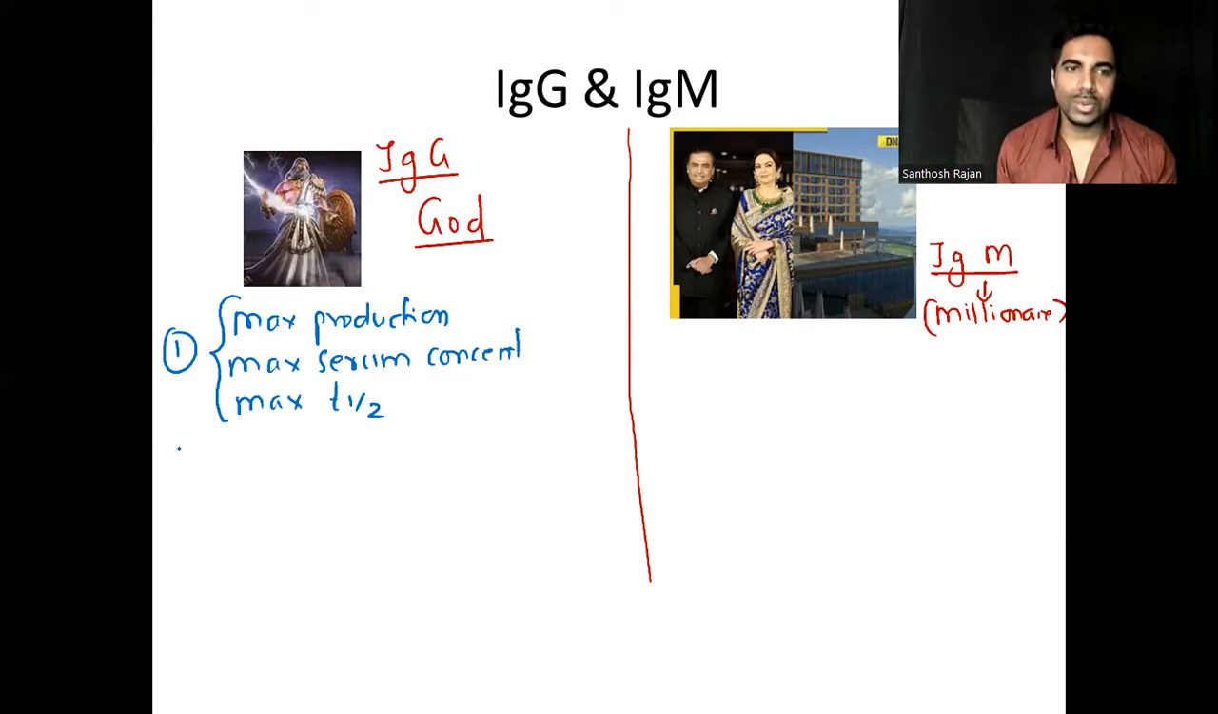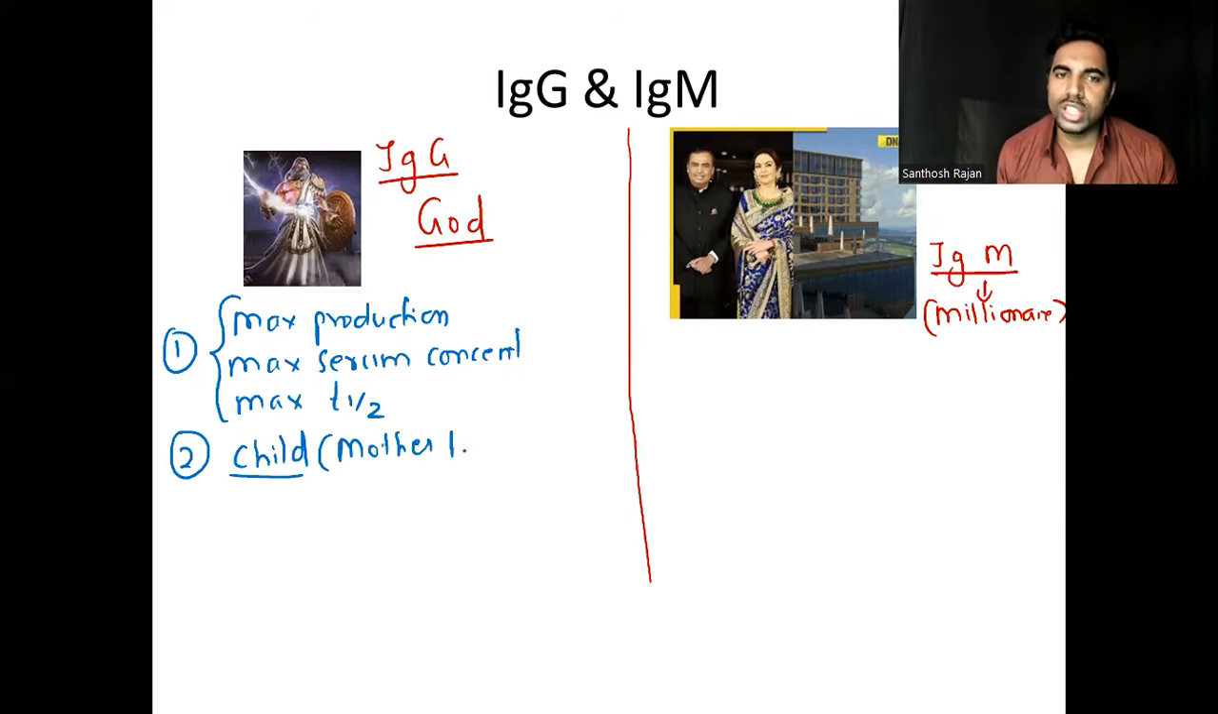IgG, second one. Usually, when you come for a child, especially a fetus, the first immunity comes from the mother. The child receives immunity mother to child, and the immunoglobulin which goes is IgG. You know that one, right? God can do everything.